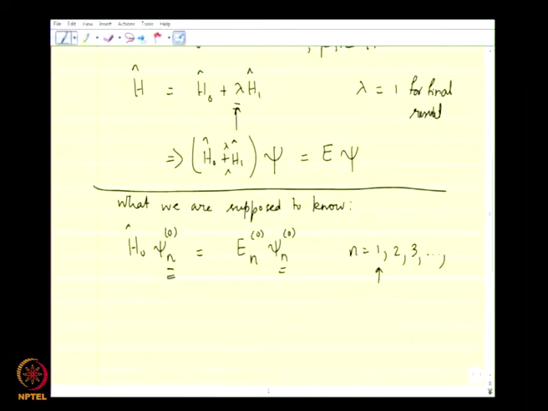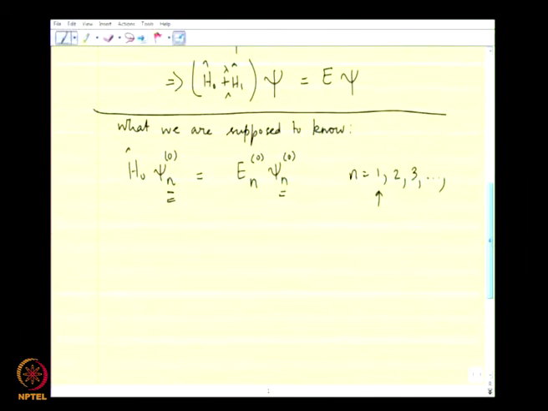So we have many solutions and many energies, and the requirement is that En0 is not equal to Em0 when n is not equal to m. That is, it says the states are non-degenerate.